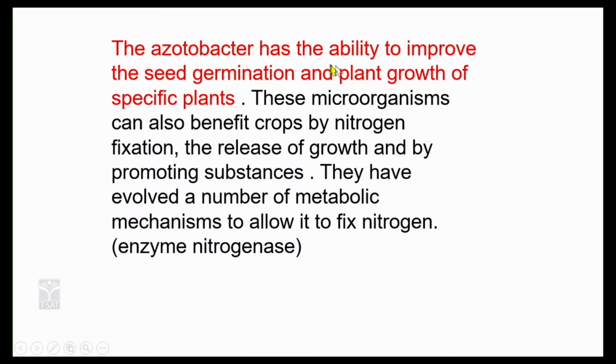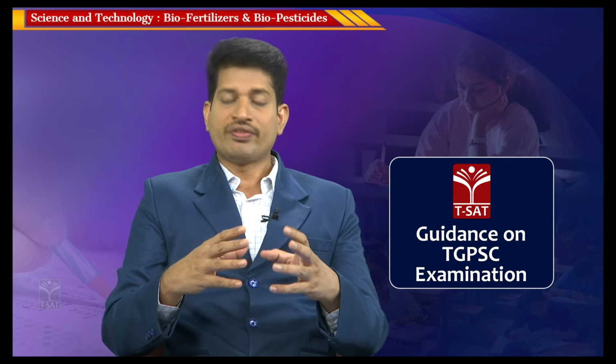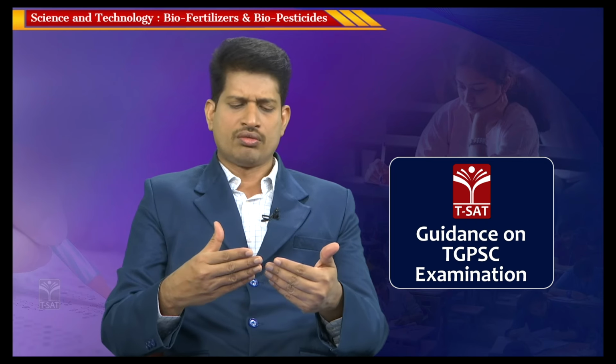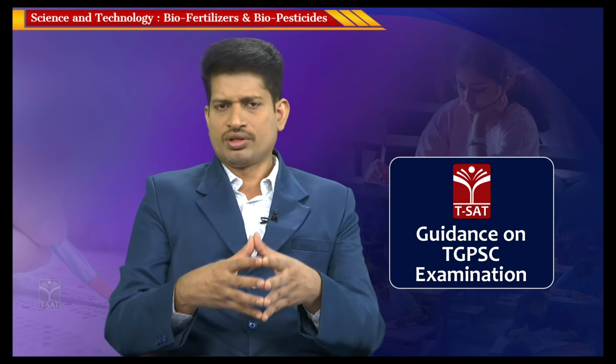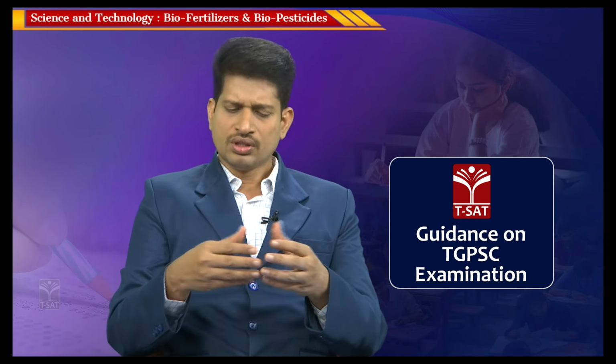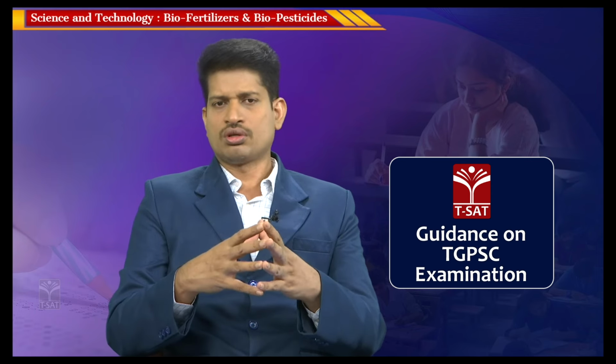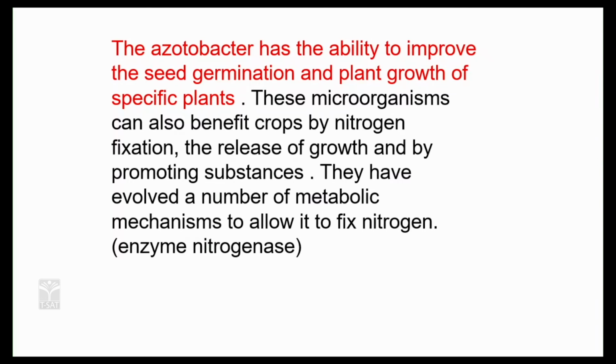The azotobacter has the ability to improve the seed germination and plant growth of specific plants. See, in this case, the azotobacter is a bacteria which is being used for a different purpose. Here this is being used for effective seed germination. For example, when the farmers buy the seeds from the shops, the percentage of seeds which can germinate might be very less, but when the seeds are treated with azotobacter and sowed, the percentage of seeds which germinate to grow into crops is more. A different application apart from fertilizers in the case of azotobacter.